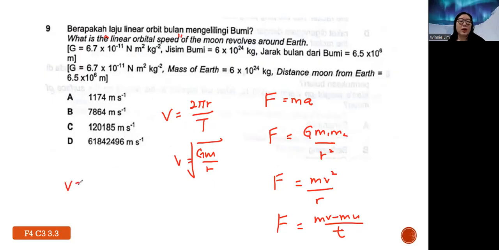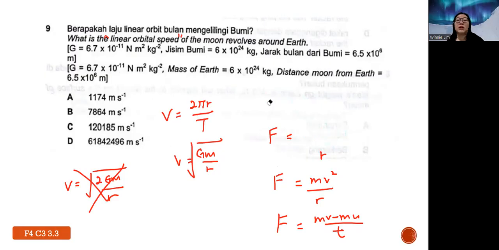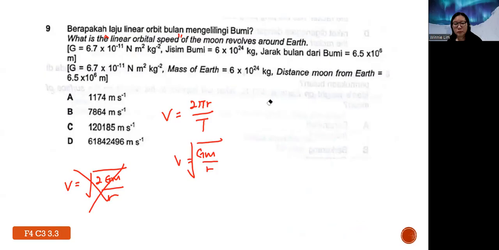There is one more V we call escape velocity. Escape velocity will be 2GM over R. So we are not using this. Just for your understanding, you cannot say, oh, I know there will be a formula list, so I basically don't need to memorize the formula. Yes, but you need to know which is the correct formula to be used. So you still need to know clearly which topic it is, and what all these symbols refer to.